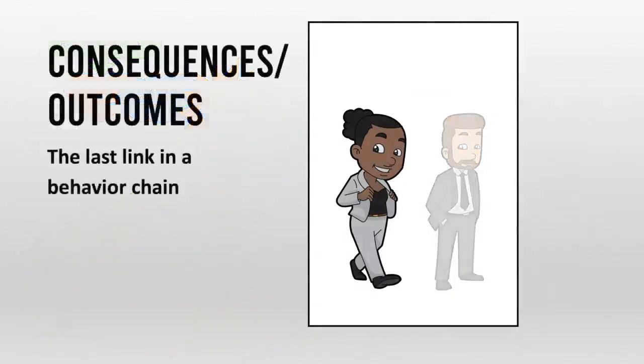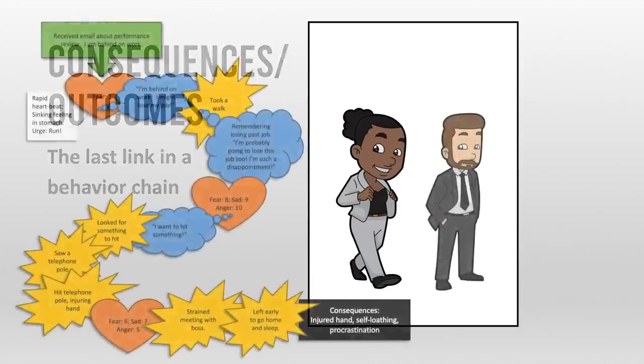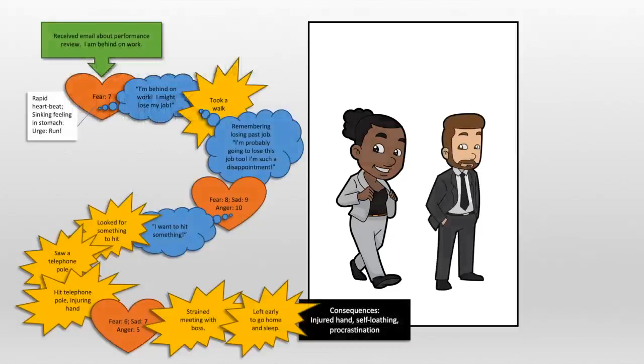The last part of chain analysis, especially when there is an undesirable outcome, is to look at the consequences of the behavior chain. Here is what Natasha recorded. Consequences. Injured hand, self-loathing, procrastination.